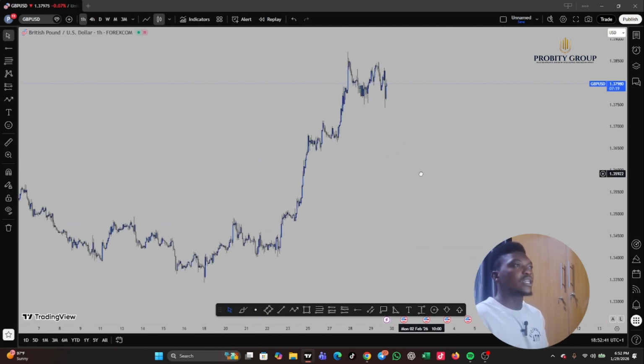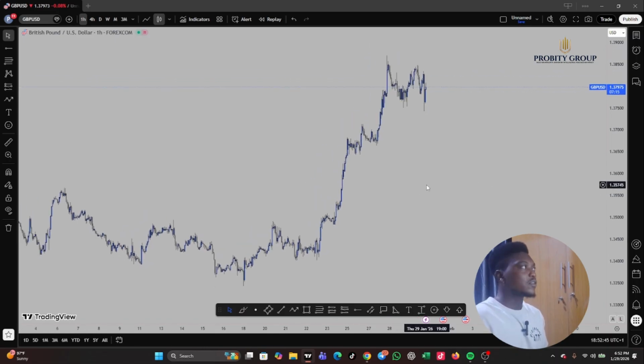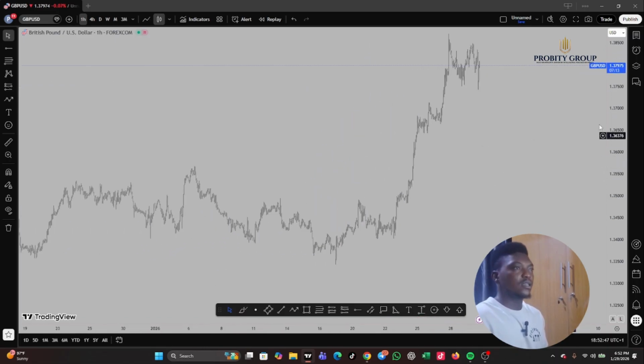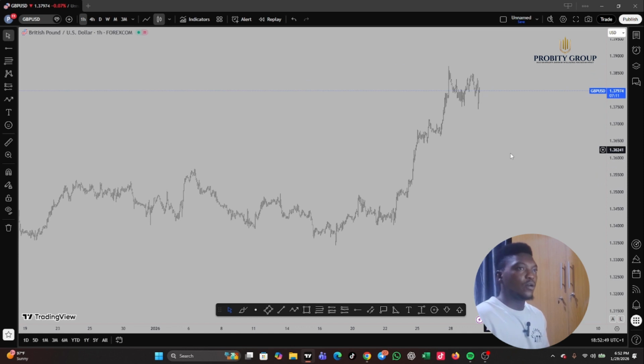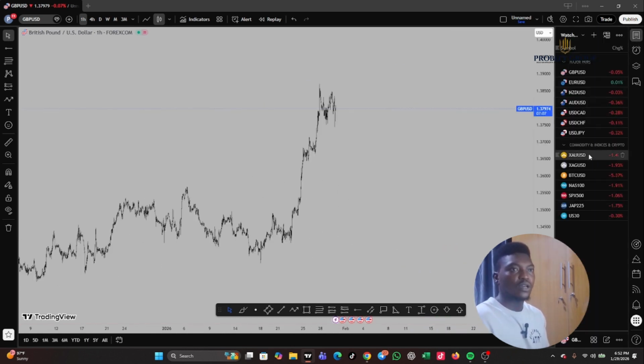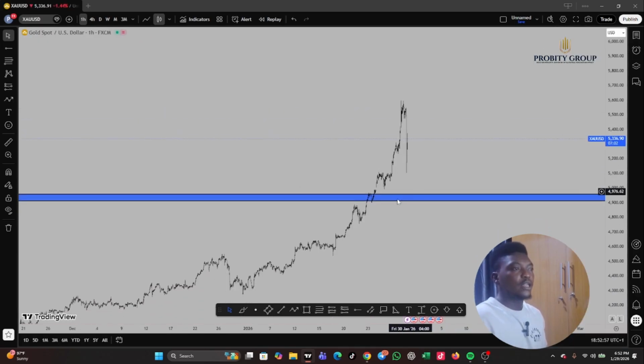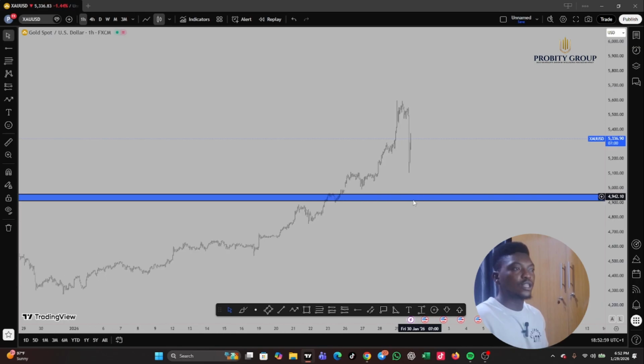So this is a chart of GBP USD. The chart of GBP USD is not really giving me what I want. So I want to use a current chart. I don't want to use what has happened previously. Okay, now let's make use of this gold chart.